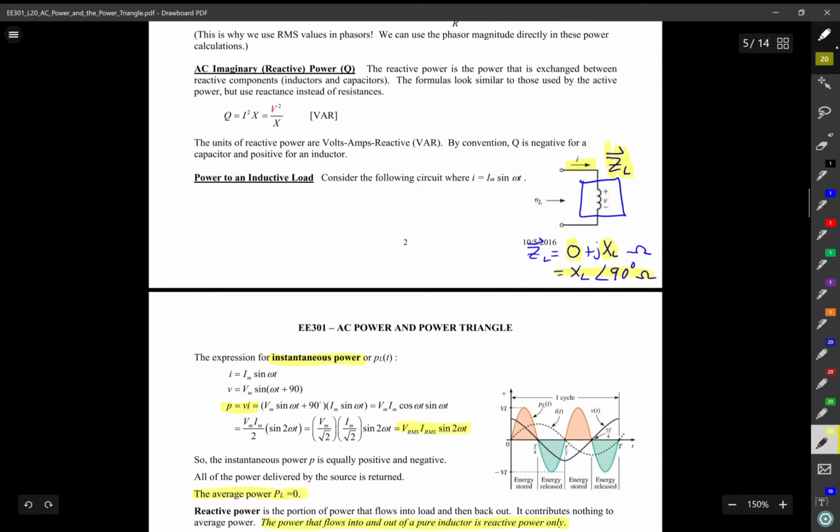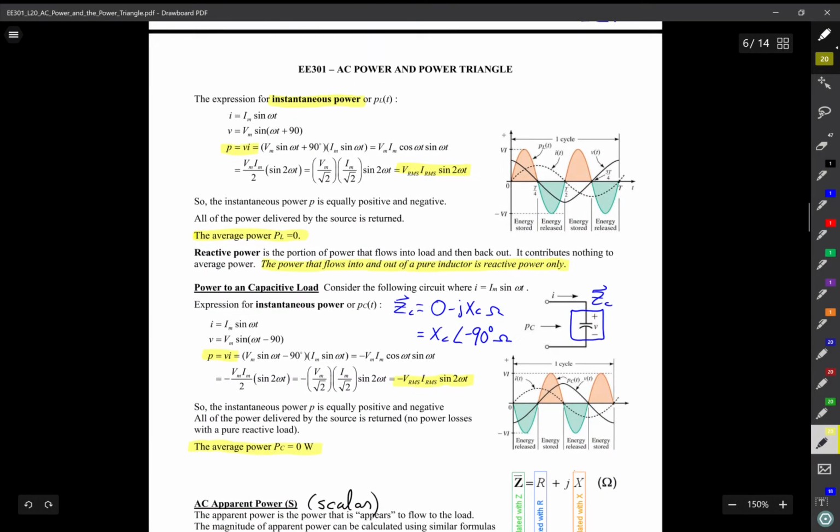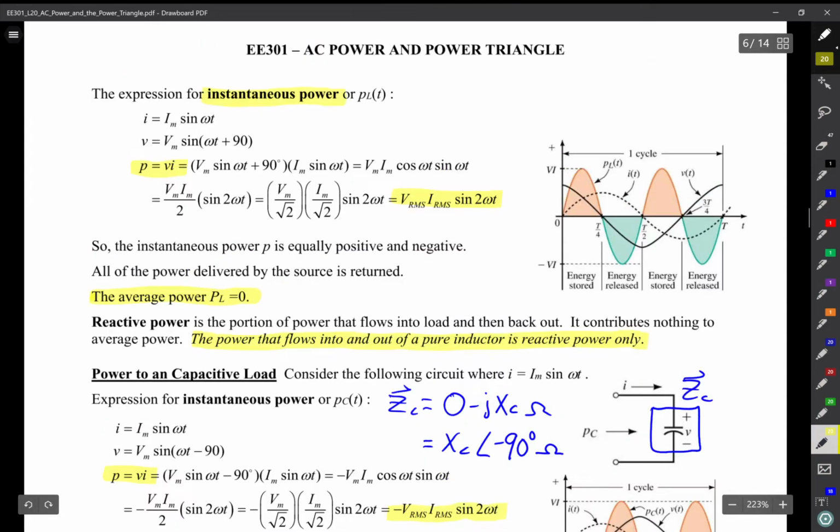Now, let's do the same illustration with my graph shown to the right here. Okay. If I want to find the instantaneous power of the current times the voltage across, my current would equal Im sine omega t, and the voltage here is Vm sine omega t plus 90. What does that mean?